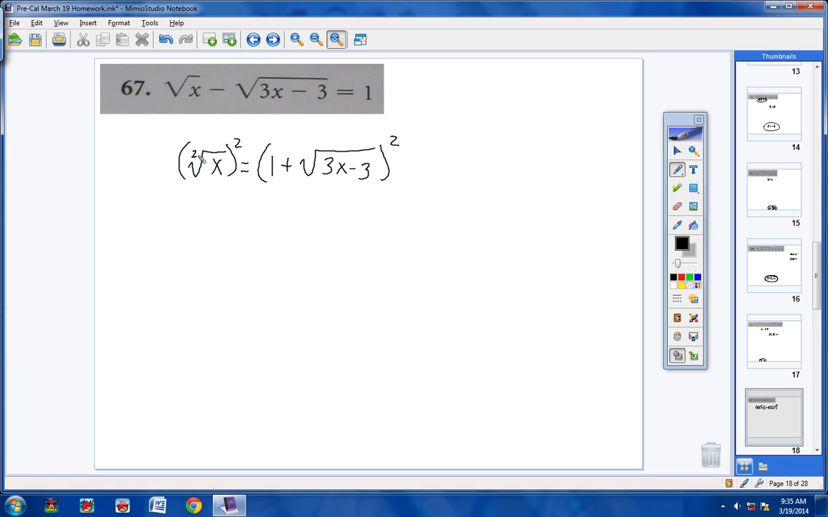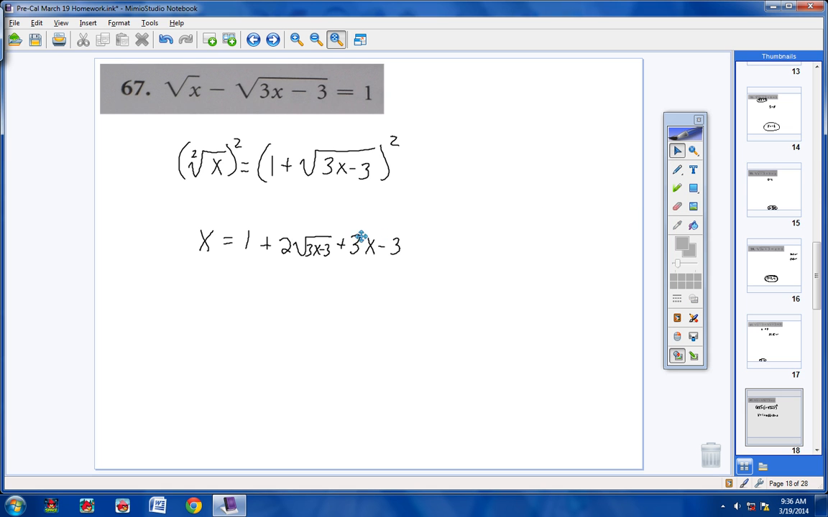Whenever you square a square root, you're left with the radicand. And then over here, if you use your shortcut, if you square the 1, you get a 1. If you square the square root, you get what's on the inside, 3x minus 3. And then if you multiply these two together, 1 times the square root would be 1 square root of 3x minus 3. And then you double it. You double the outside number. That would be a positive 2 square root of 3x minus 3. Forgot my positive sign here. There we go. So there, we simplified this side right over here.